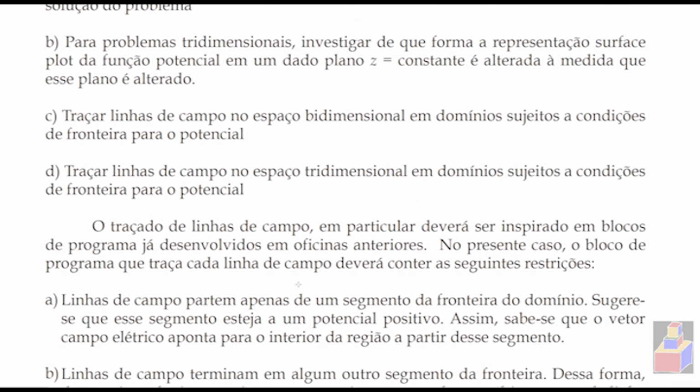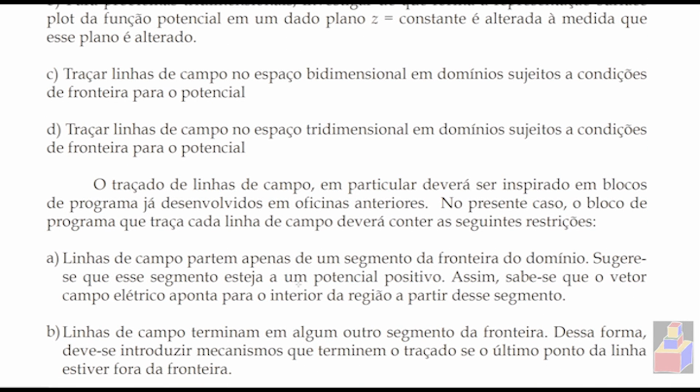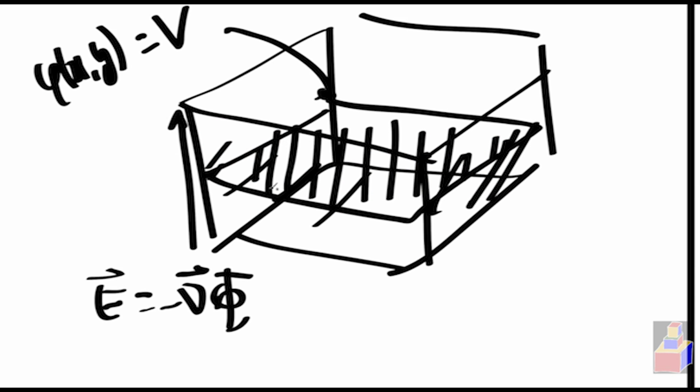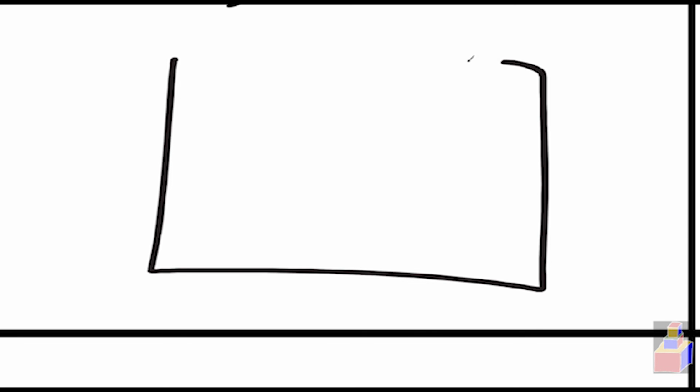When you go to trace field lines now, it's going to be a little different. Before, when we did field lines for point charges, we were very concerned with going away from the charge. Now we're not going to have that problem. We don't have singularities in the field anymore, so we don't have very severe problems now. All we have to do, when we trace a field line in either two or three-dimensional regions, is make sure that the field line doesn't go out of the domain.